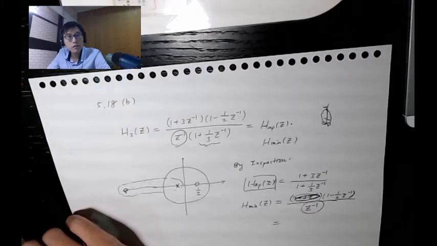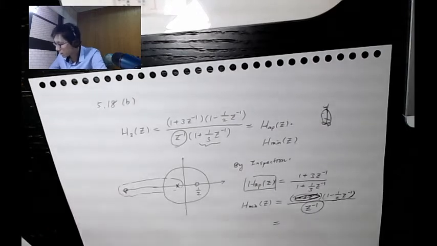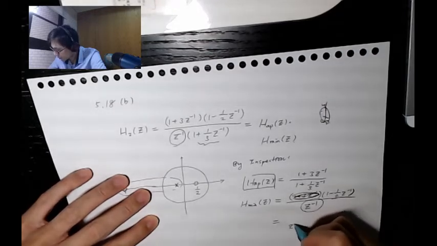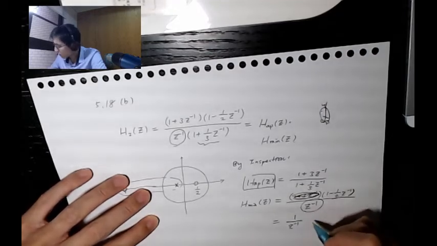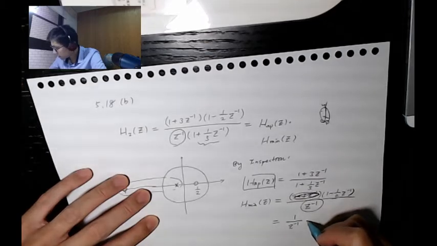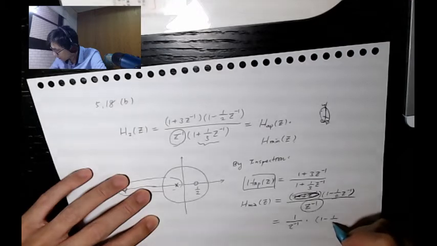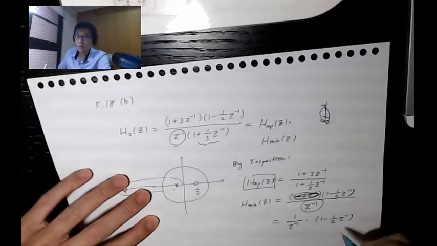We say this is a causal system, right? A causal system. So anyway, let me continue. Okay, let me continue by saying that this is z inverse, right? Times 1 minus that. Okay, 1 minus that.